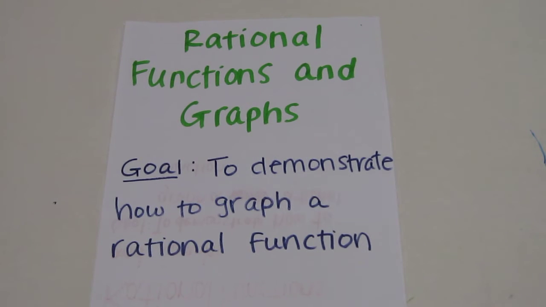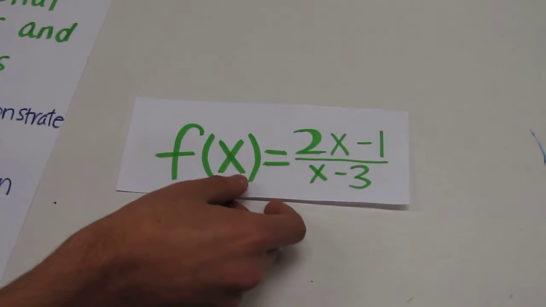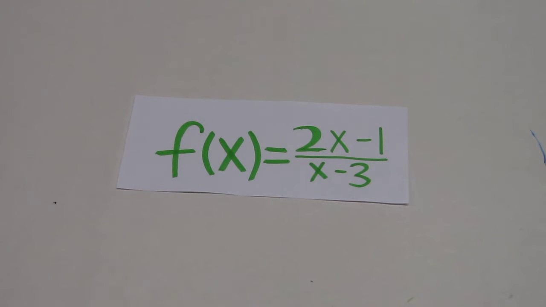RHS Pre-Calculus presents Rational Functions and Graphs. The goal today is to demonstrate how to graph a rational function. Today we will be graphing f(x) = (2x - 1)/(x - 3).